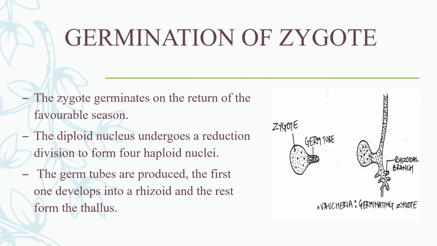The zygote thus formed is diploid. It germinates on the return of the favorable season. The diploid nucleus of the zygote undergoes a reduction division, meiosis, to form 4 haploid nuclei, and they multiply and form a number of haploid nuclei. Germ tubes are produced; the first one develops into a rhizoid, and the rest form the thallus.